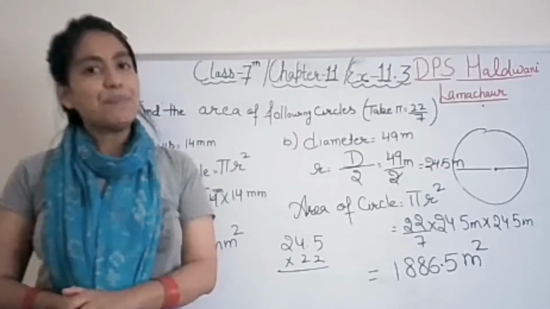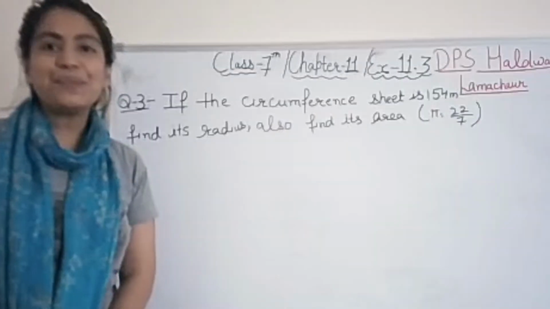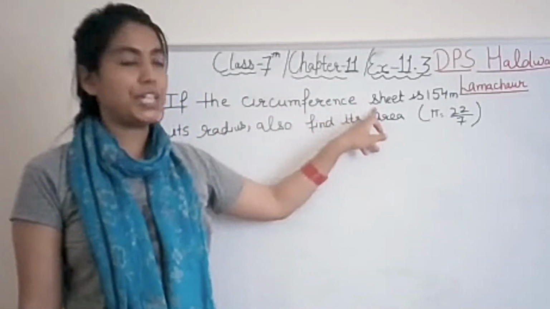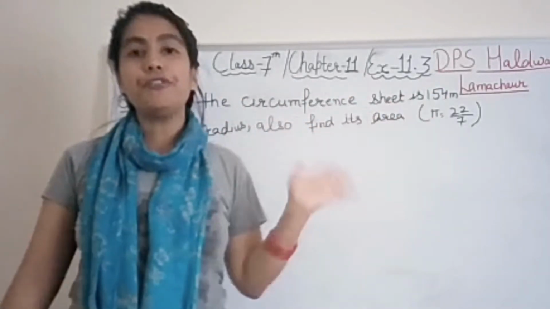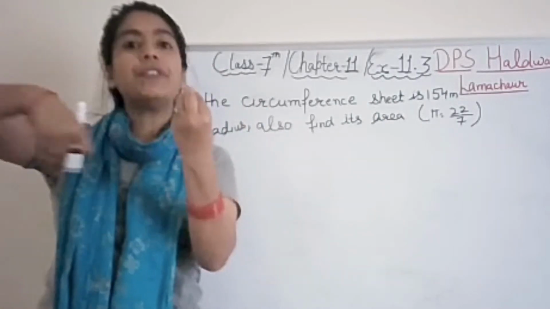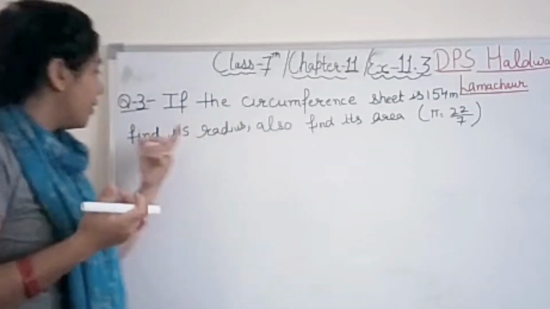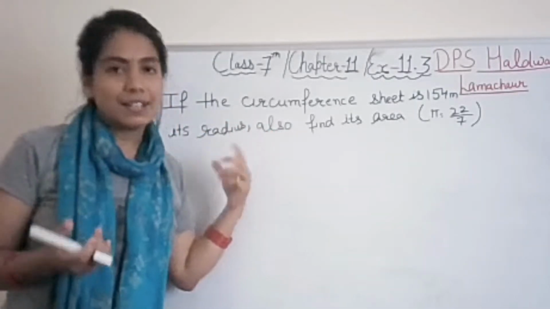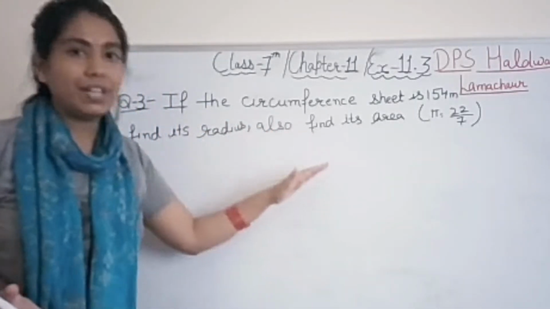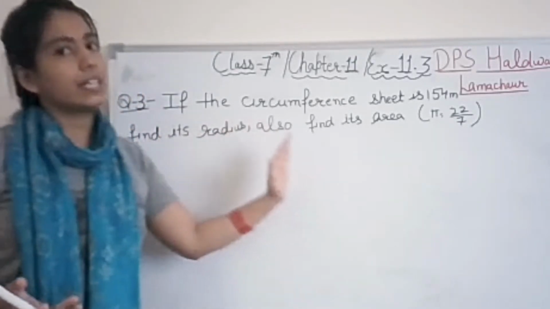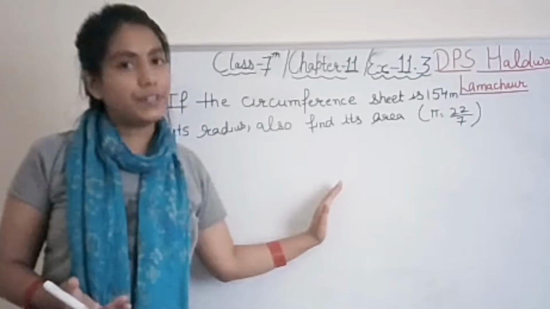Very simple. Now coming to our next question. Question number 3 we have: if the circumference of a circular sheet is 154 meter. Circumference is given to you. It means perimeter is given to you, right? Find its radius. So same question, student, if you have radius, you easily found the circumference. Now we have circumference, then easily we can find out the radius.